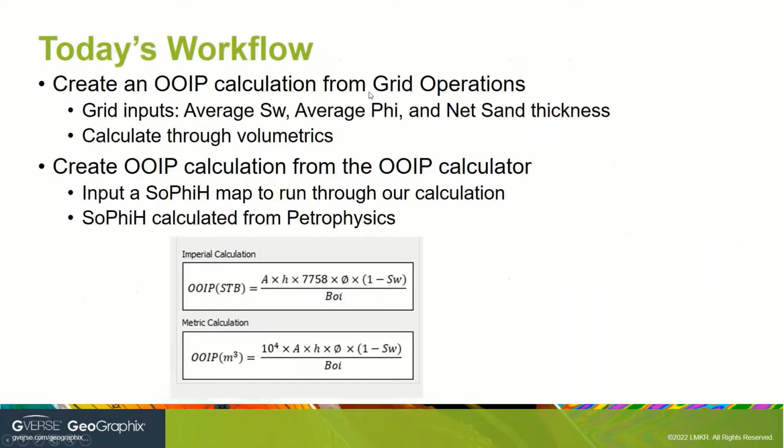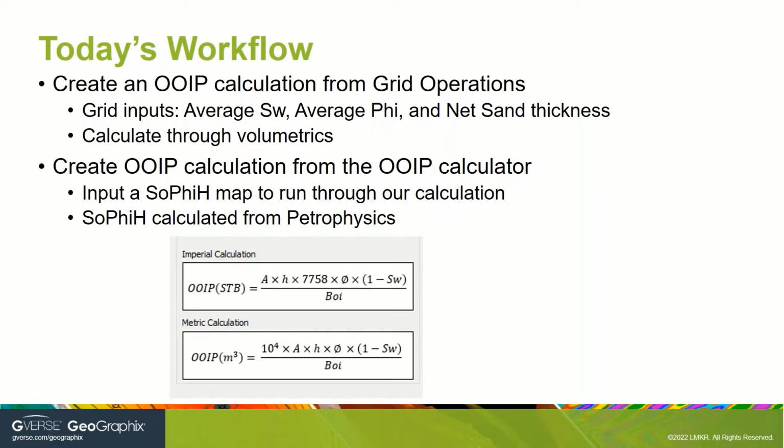All right. So, workflow: we're going to create an OOIP calculation from grid operations. This is going to input some average water saturation, our average porosity, and a net sand thickness grid to plug into this equation, and then we'll calculate it out through volumetrics. We'll also look at the OOIP calculator in that same volumetrics tool, where this time we'll just input the SoPhiH map to run through the calculation. And our SoPhiH is going to be calculated from Petrophysics.